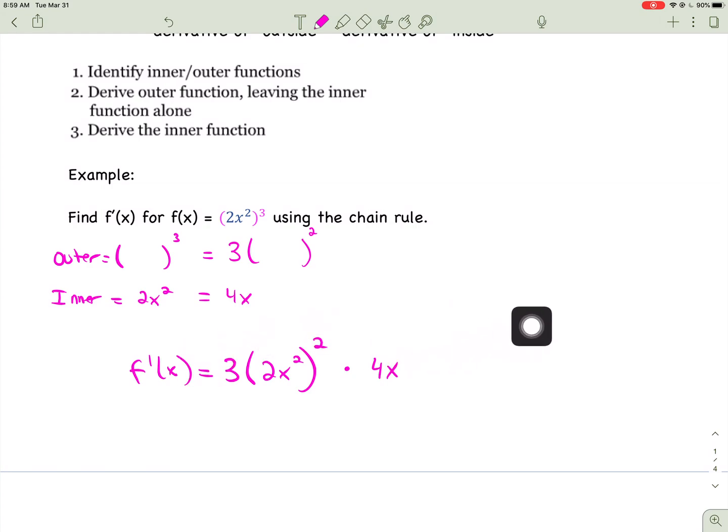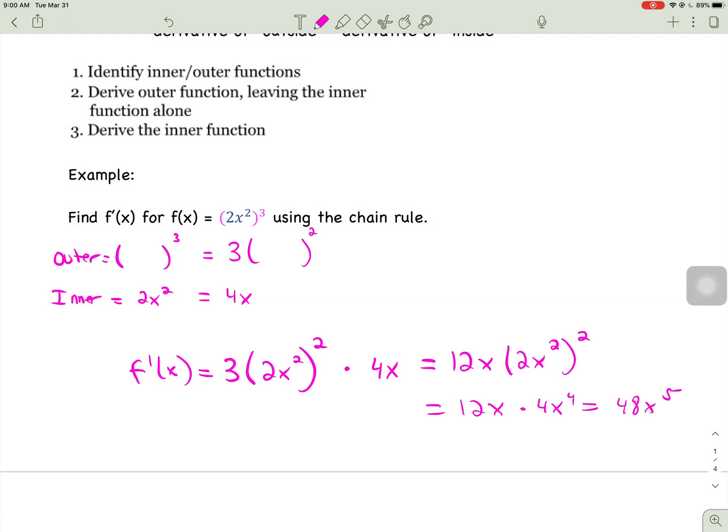Well, what's 3 times 4x? That's 12x parentheses 2x squared squared. What's 2x squared squared? Power to a power. That's 12x times 4x to the fourth, which when I multiply this, we get 48x to the fifth. Now, you might be saying, well, this seems like a lot more work than what we did in the do now. Yeah, it is.